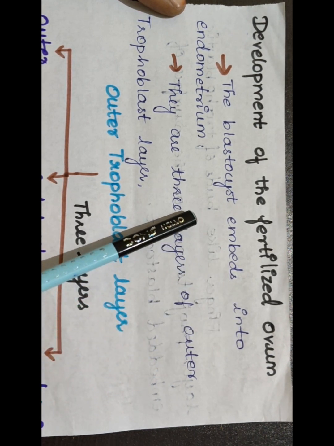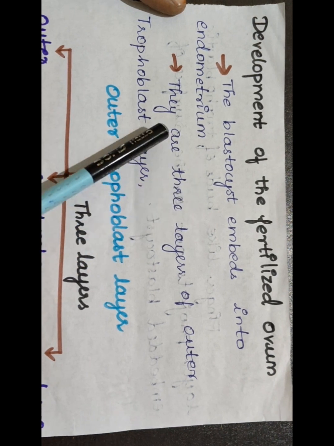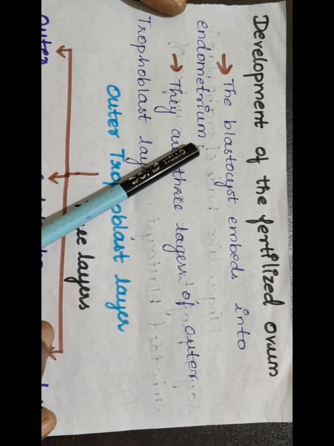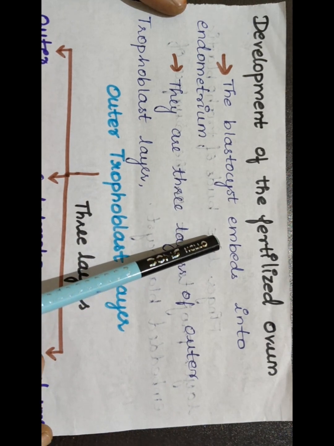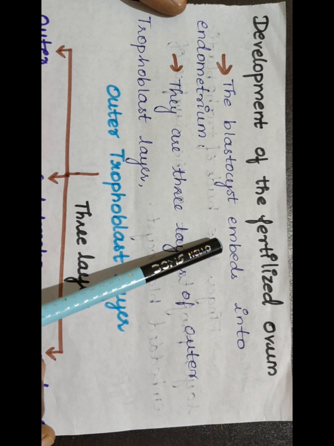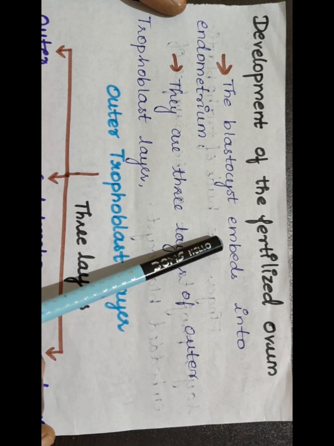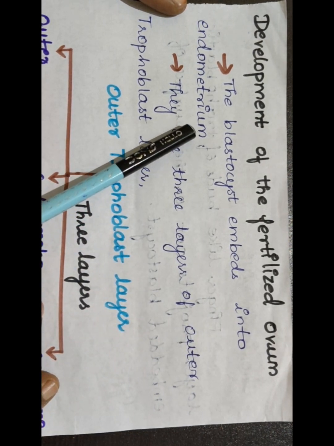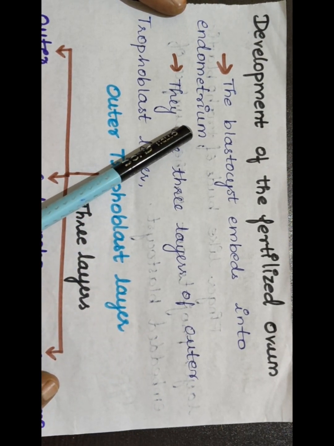In that fertilized ovum, a part of the blastocyst embeds into the endometrium. The blastocyst will be embedded. Embedding means it will be taken inward, inside of the decidua. That is, we can say implantation is into the endometrium. The endometrium during the time of pregnancy, we can say, is the decidua.